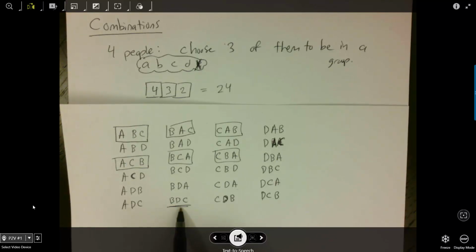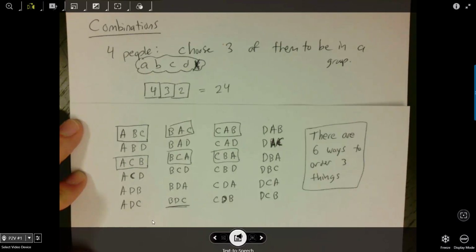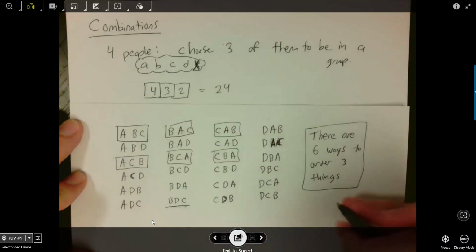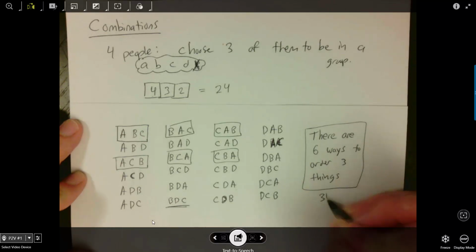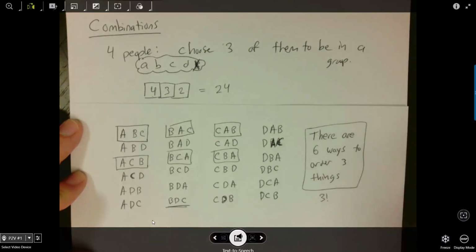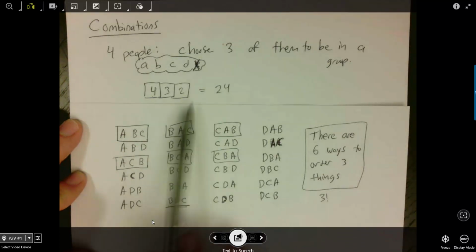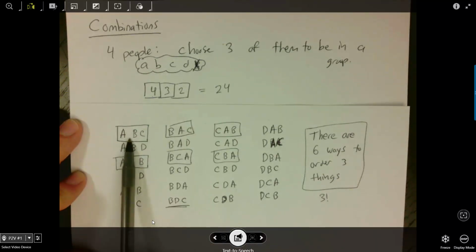And that's not an accident, because there's 6 ways to order 3 things. Forget this problem, if I just asked you as a separate problem, how many different ways can we reorder 3 things? That's like asking how many permutations are there for 3 objects. And the answer is 3 factorial, which is the same thing as 6. So that's where this 6 comes from. It's because once we've chosen 3 people, there's 6 total ways of reordering those 3 people, and each of those ways is possible as one of our choices.